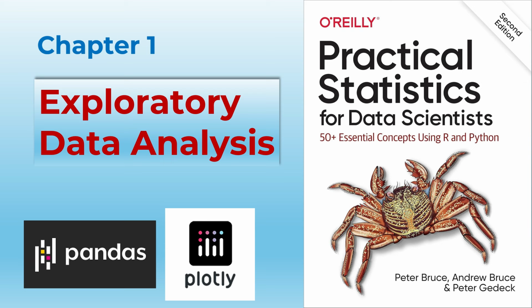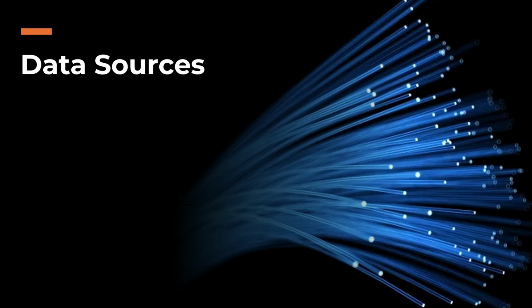Now we are starting this book on practical statistics for data scientists. We will go through each chapter, learn new skills, and review the ones we have learned from the previous book by Matt Harrison. Data comes from many sources: sensor measurements, images, texts, and videos.